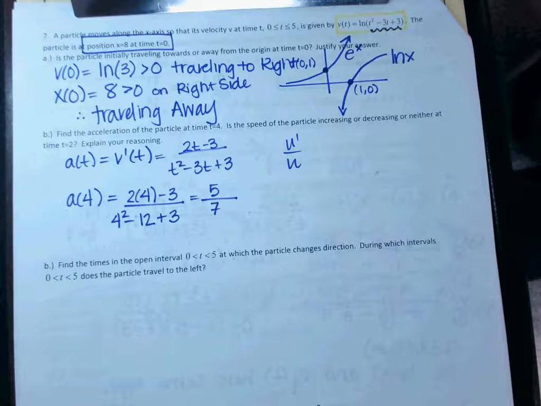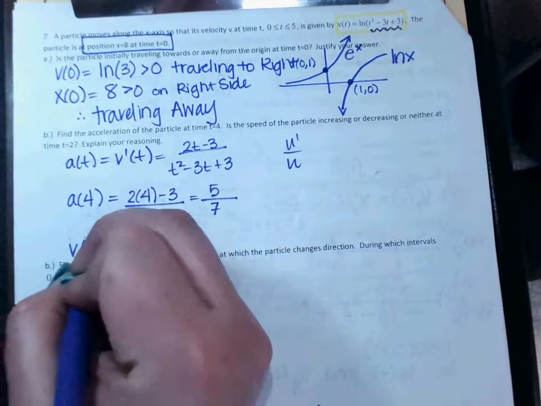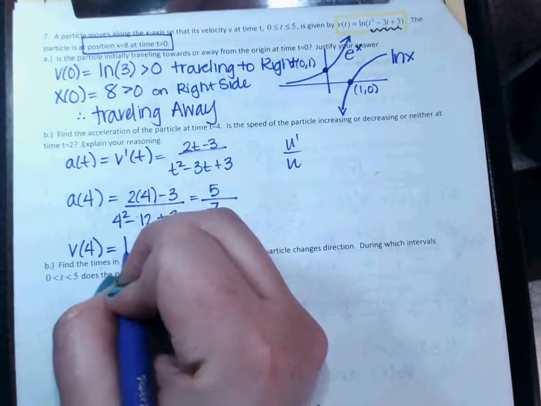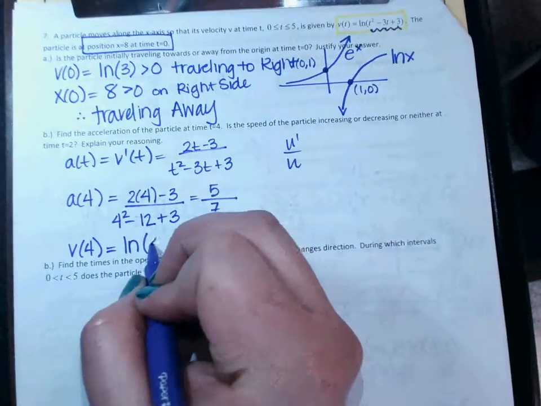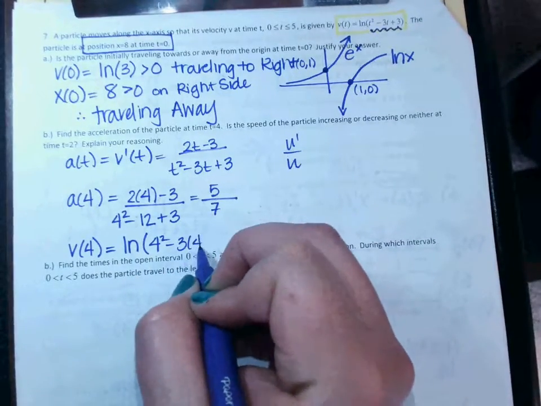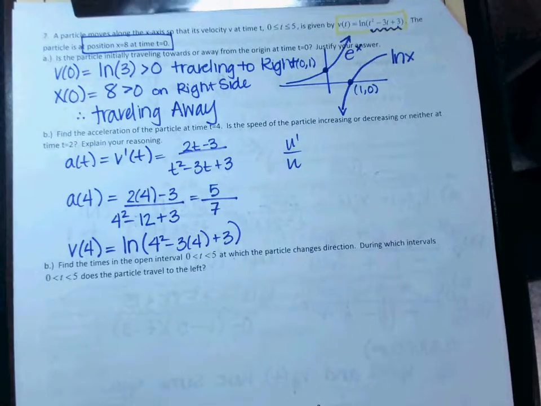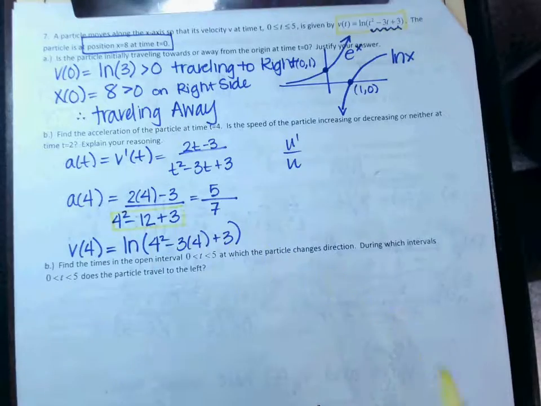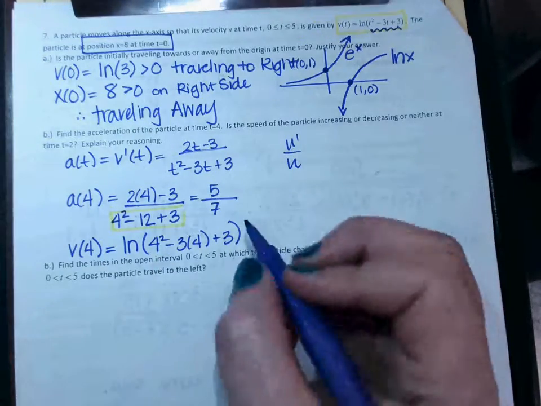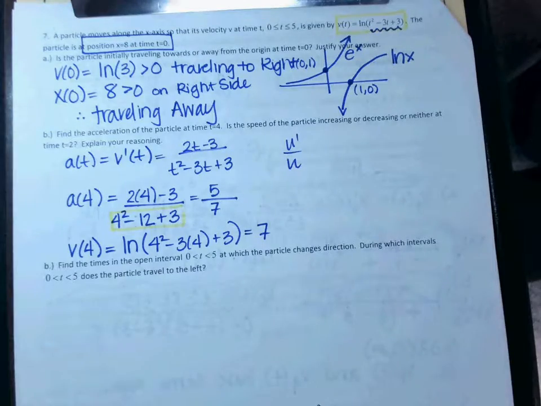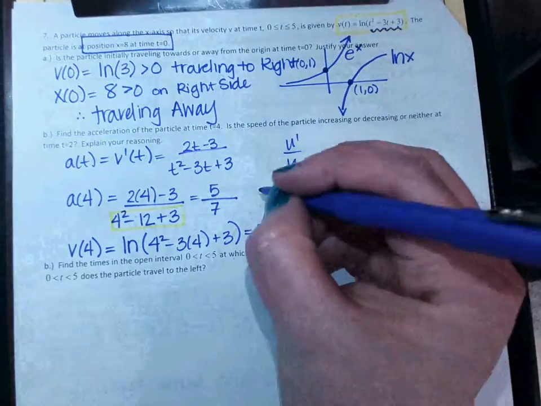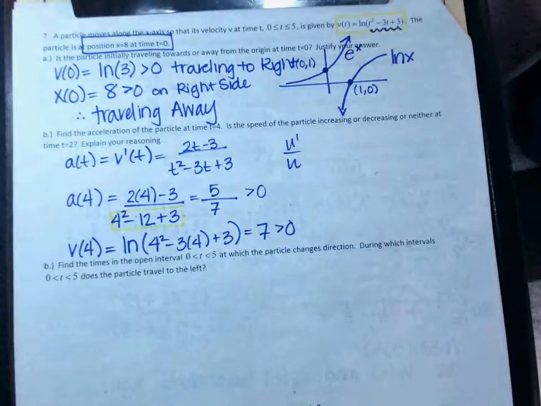Okay, second question. Is the speed of the particle increasing, decreasing, or neither? So we know our acceleration. The other thing we need is our velocity, and it would be the ln of 4 squared minus 3 times 4 plus 3. That should look familiar. That's exactly what we just plugged in on the bottom, right? So what did that come out to be? 7, which is positive. So if they're both positive, our conclusion would be that yes, speed is increasing.